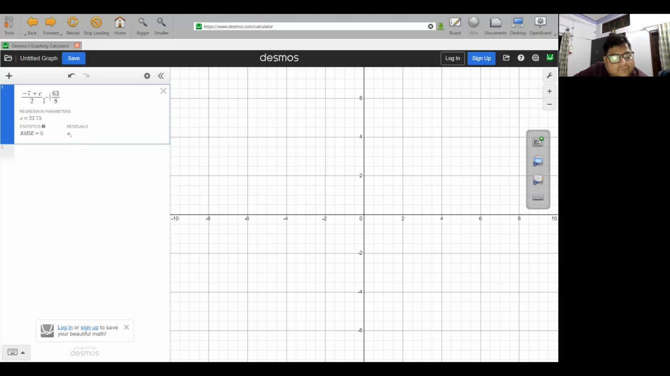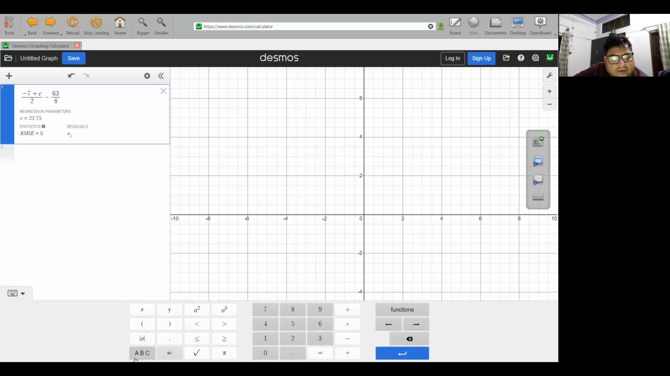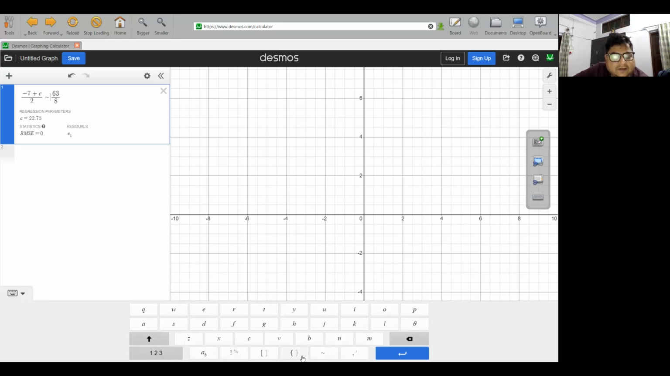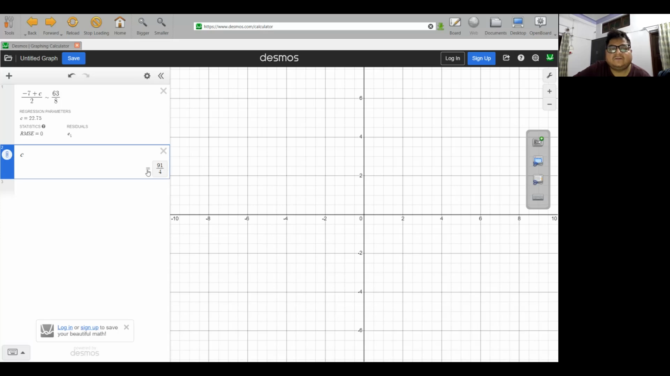If you are unable to find it on the keyboard, you can click here and click on ABC, and there is a symbol here. In mathematical terms, we can say it is similar. When we say triangle ABC is similar to triangle BAC, we use the same symbol. But in Desmos, it is called the regression symbol. So here you get the value of C as 22.75. And if you need it in fraction format, you can just type C and click on the fraction, you will get 91 by 4.